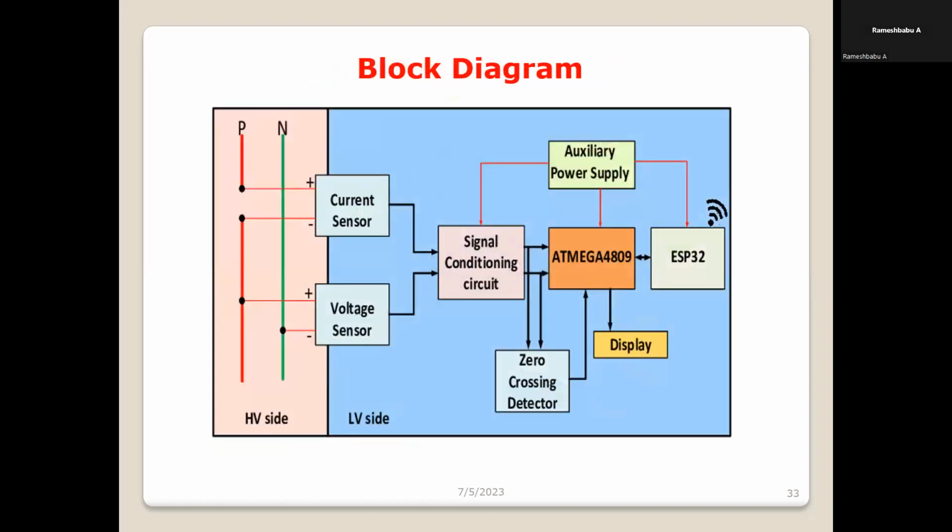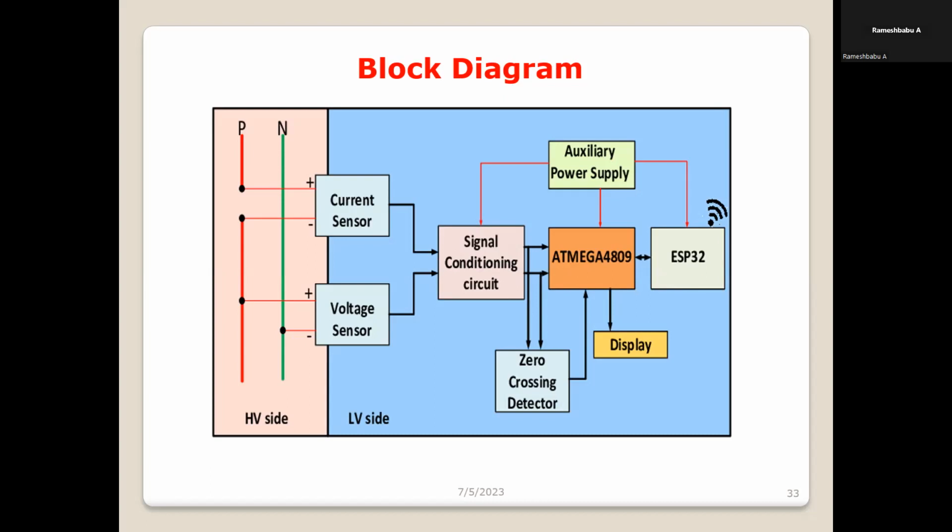Here we can see the block diagram for the sensors and the signal conditioning circuit. In that, there is an Atmega microcontroller, an auxiliary power supply, and the ESP32 Wi-Fi. ESP stands for Espressif Systems, that is the short name ESP, which mainly provides Wi-Fi connection and dual mode Bluetooth connectivity for embedded devices.